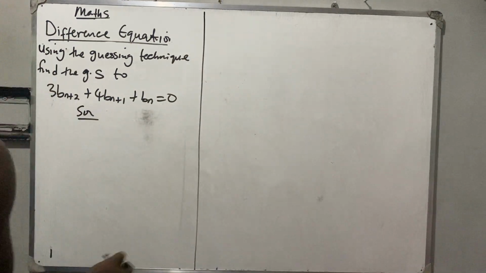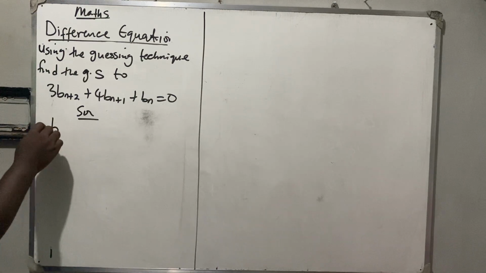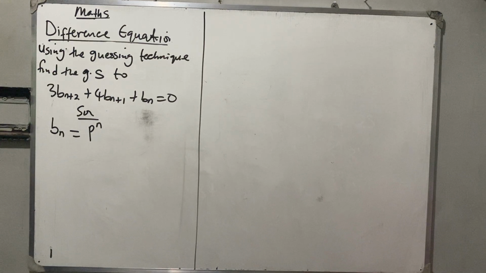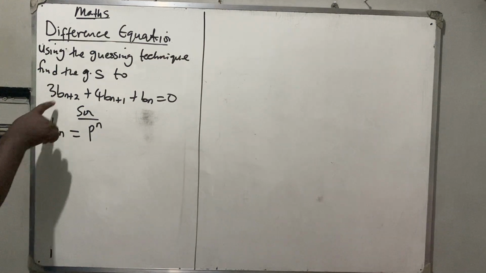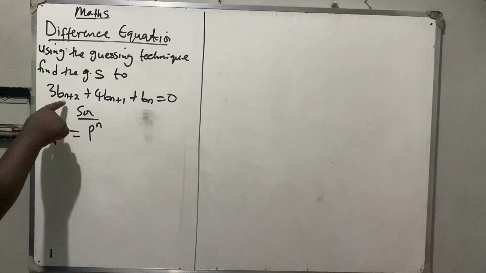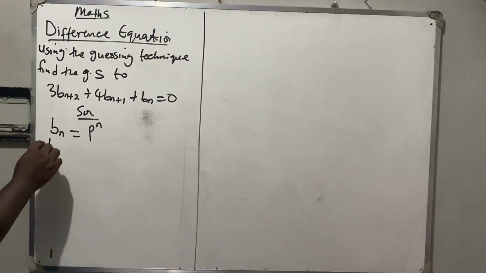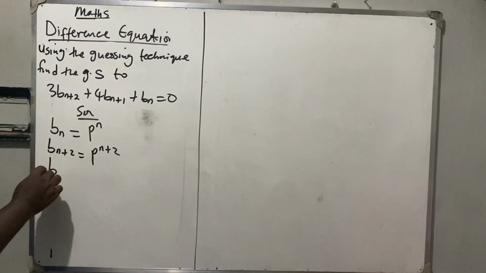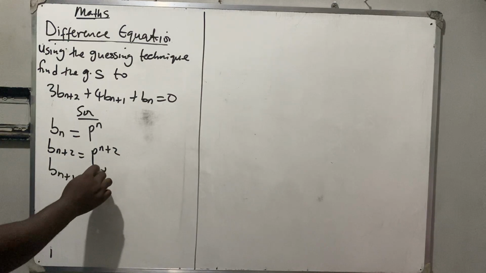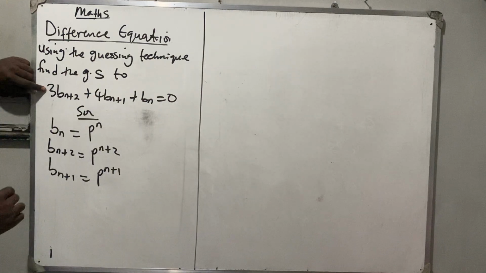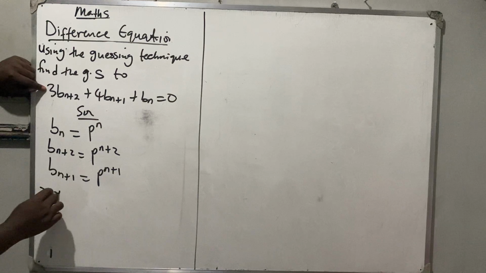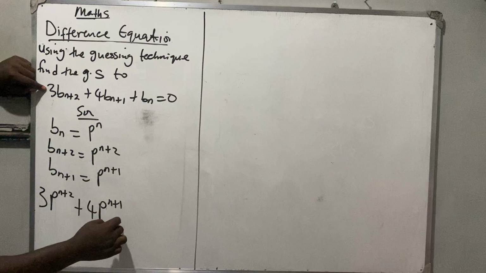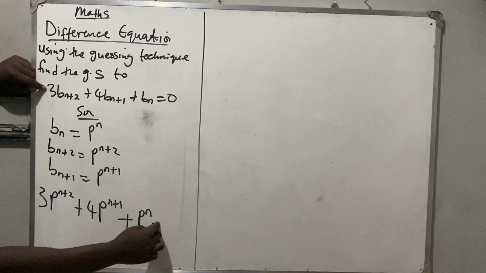So remember our guessing technique said that our b_n will be equal to p raised to power n. That is just the guessing solution. Just remember it. So for us to get this one, we substitute. We're going to get that our b_{n+2} will now be p raised to power n+2. Then our b_{n+1} will now be equal to p raised to power n+1. So if we substitute here, we're going to be having 3p^(n+2) + 4p^(n+1) + p^n is equal to 0.